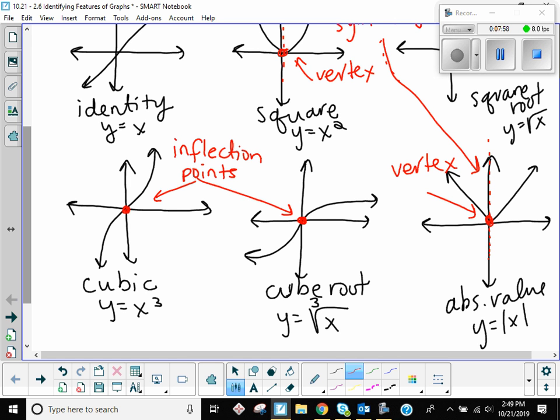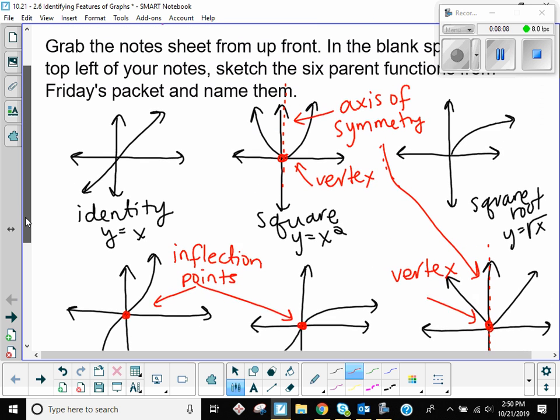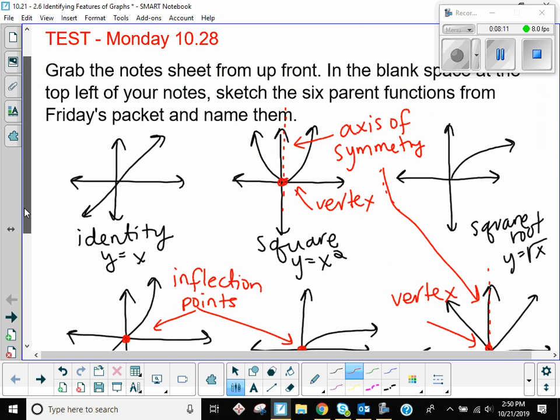The identity function doesn't really have any special points because there's nowhere that it changes behavior. It's just doing the same thing everywhere. So that one doesn't have any special point, but on the square root function, this point right here, we're going to call that the initial point. And that makes sense because initial means like where something begins. Like when you say initially, you're saying, before, in the beginning. So we're going to call that the initial point.